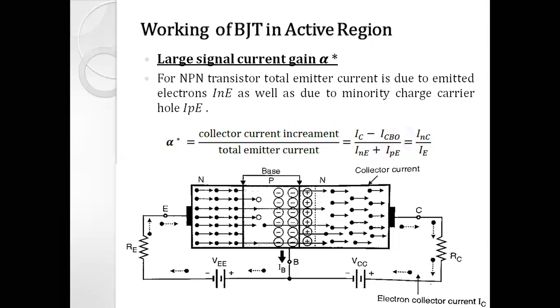Then the next terminology is the large signal current gain, which is denoted by alpha. For an NPN transistor, the total emitter current is due to emitted electrons INE as well as due to the minority charge carrier holes IPE. So the emitter current IE is made up of these two types of carriers, majority carrier electrons and minority carrier holes.